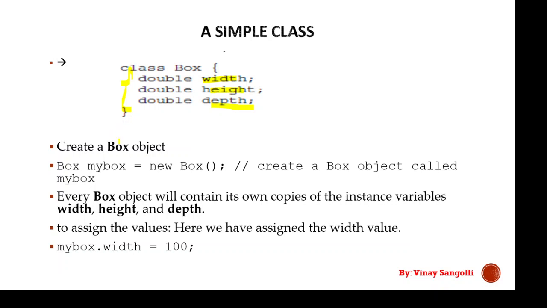So we have created an object. This is a class. The next very important thing we need to do is to create an object. Now a very important thing, friends: this class Box has created a new data type.